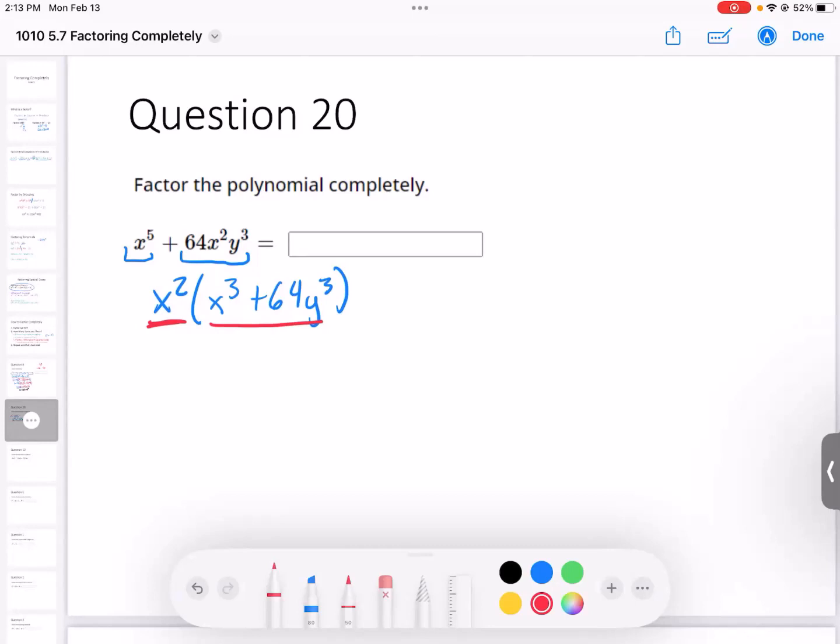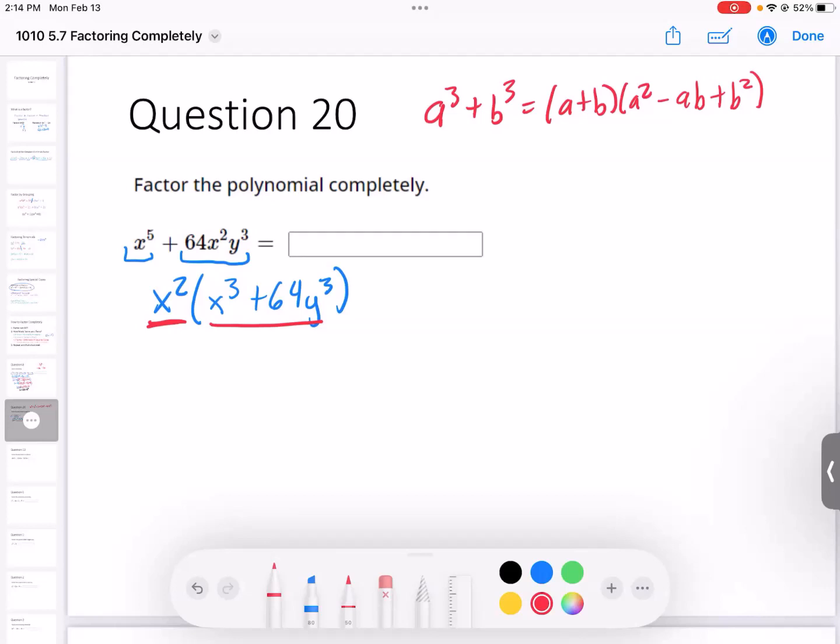I have 2 perfect cubes that are added together. So I'm going to use my sum of cubes formula, which hopefully I can remember correctly. I think it's a plus b times a squared minus ab plus b squared. Anyone have that in your notes? Is that right? Because I don't have it memorized. It is, right? Okay, sweet. So this is the sum of cubes formula.